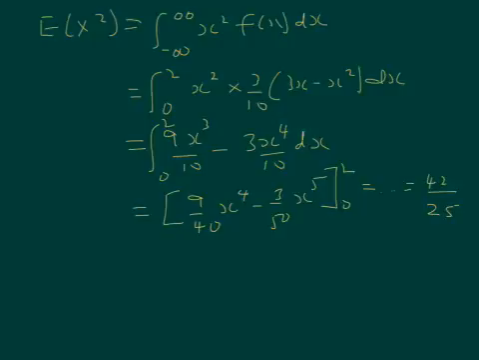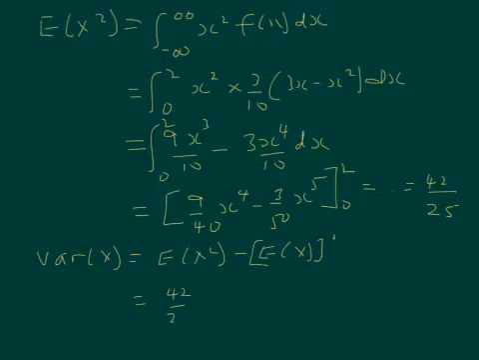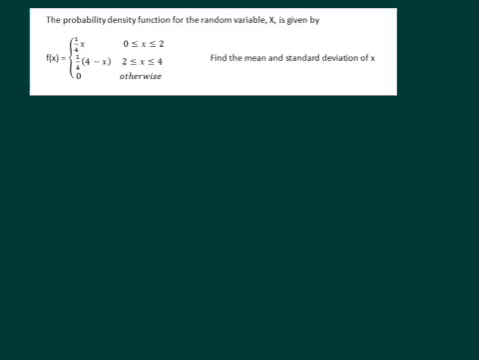So to work out the variance of x, that's the expected value of x squared minus the expected value of x all squared. So that's 42 over 25. The expected value of x was 6/5, so it's that squared. That works out to be 6/25.